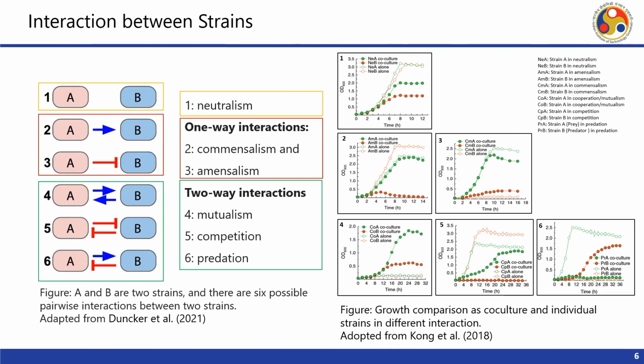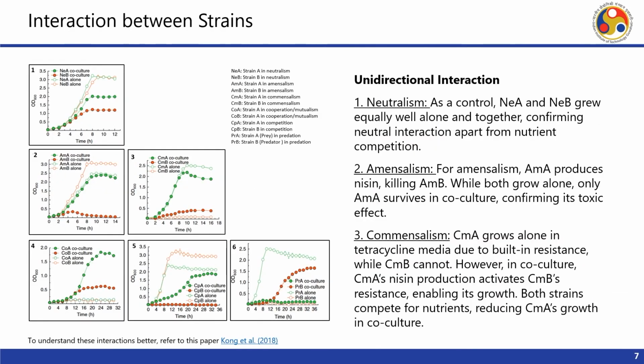Then there may be two-way interactions where both A and B influence each other or interact with each other in a positive way, so that is mutualism. Or there may be competition between them, or in another case one species may benefit the other, but the other may actually predate over it, that is predation. So, in this you can see the various interactions between the strains.